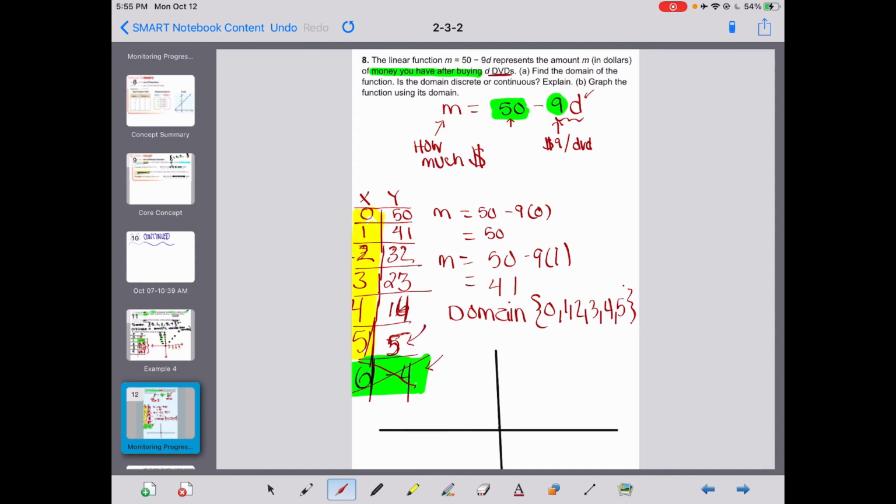Now, is it discrete or continuous? This function's discrete, and it is discrete because we can only have whole numbers of DVDs. We can't have half a DVD. We can't buy half a DVD. So we have whole number DVDs, or the domain involves whole numbers. Nothing in between, so it's not continuous. Like I said, there's no halves, there's no quarters.